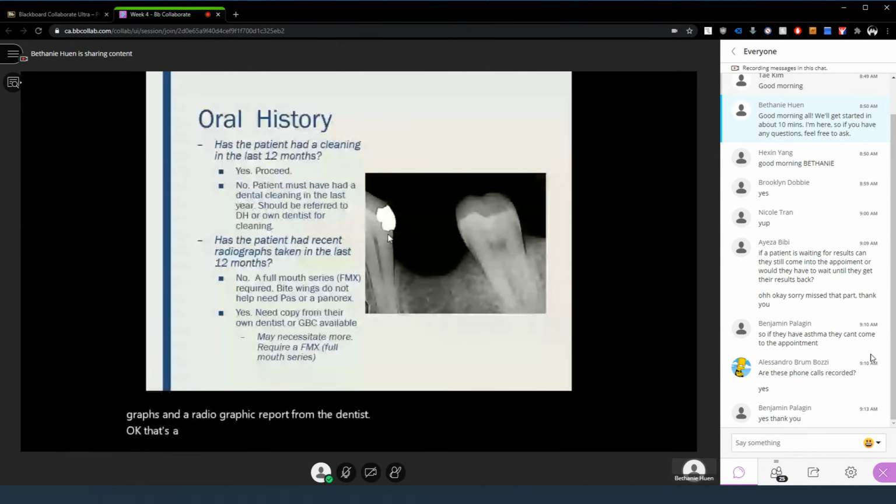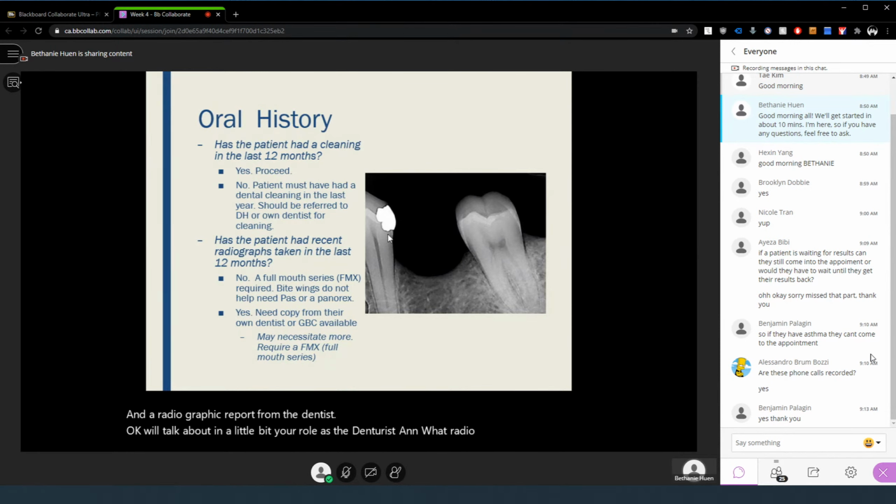As a denturist, you legally need to have a copy of the radiographs and a radiographic report from the dentist. We'll talk about in a little bit your role as the denturist and what radiographic forms you need to keep in addition to that. But those are the two main things that you need from a dentist.